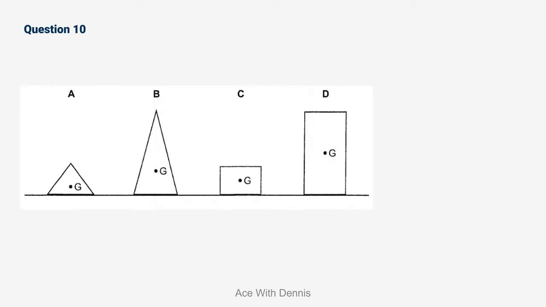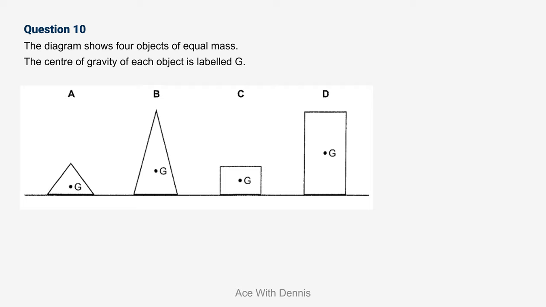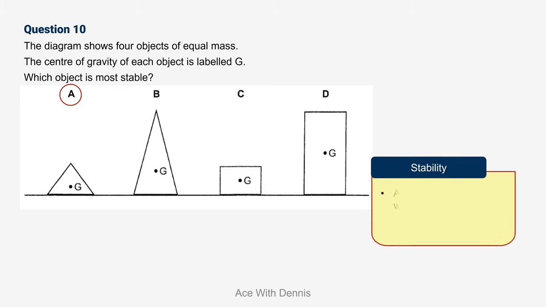Question 10. Given these four choices, the diagram shows four objects of equal mass. The center of gravity of each object is labeled G. Which object is most stable? The answer will be A. This question again is testing stability. In order for an object to be most stable, it will have to have the lowest center of gravity and the widest base. Therefore, for this question, the answer is A.